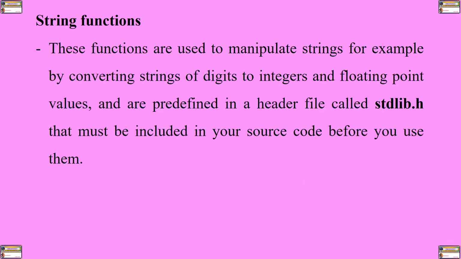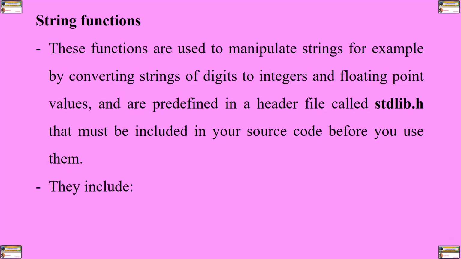Now let's look at what we call the string functions. These functions are used to manipulate strings, for example, by converting strings of digits to integers and floating point values, and are predefined in a header file called stdlib.h that must be included in your source code before you use them. So if you are going to make use of string functions, remember to include the preprocessor directive stdlib.h in your code.